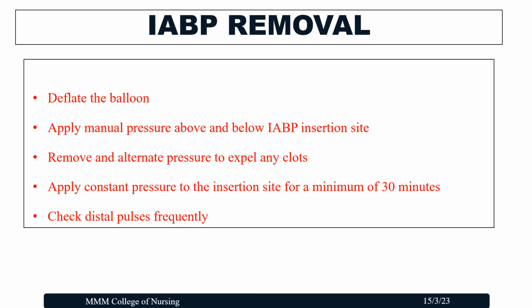So after removing the sutures, we should reflate the balloon, apply manual pressure above and below the IABP insertion site, remove and alternate pressure to expel any clots, apply constant pressure to the insertion site for a minimum of 30 minutes to prevent bleeding, and check the distal pulses frequently.